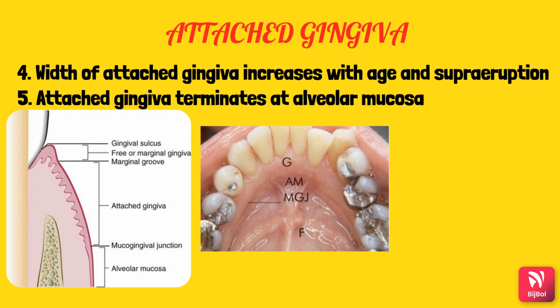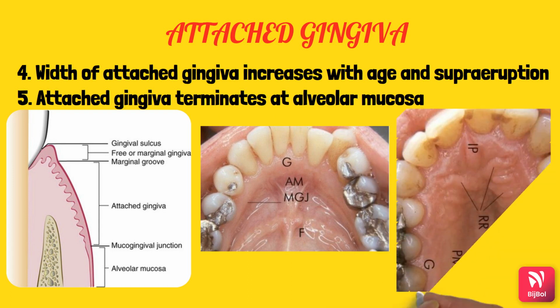And we have seen that the attached gingiva terminates at the alveolar mucosa. On the lingual aspect, the attached gingiva terminates at the alveolar mucosa of the floor of the mouth.